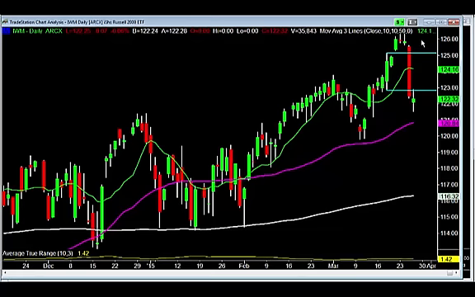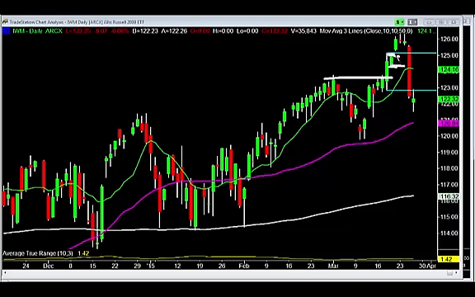Now, there's another pattern in here. Again, if you're a Slingshot member, you should recognize this. That's this inside day. Now, if you get an inside day near a significant breakout level, and this is after a significant breakout level, this high and low is also going to be a very significant level.